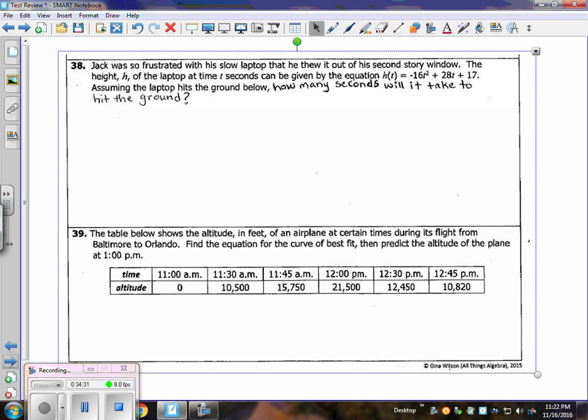All right, Jack was so frustrated with his slow laptop that he threw it out of his second-story window. The height h of the laptop at time t seconds can be given by this equation. Assuming the laptop hits the ground below, how many seconds will it take to hit the ground? So if we are wanting to know how many seconds, we want to know t when it hits the ground, which height would be 0. So we are looking for our x-intercept. We want to know when it's going to land. So we can go ahead and set this equation equal to 0.